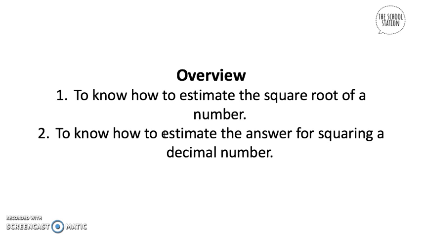And then we also learned how to estimate the answer for squaring a decimal number. So for example, again, we looked at 9.8 squared, and we saw 9 squared is 81 and then 10 squared is 100. So we gathered from there which it is closest to.